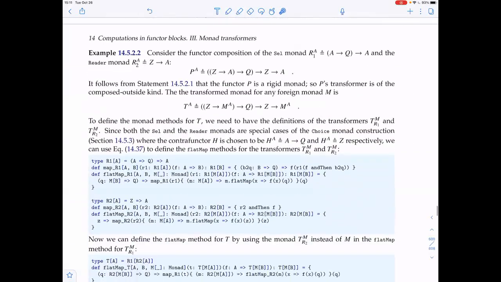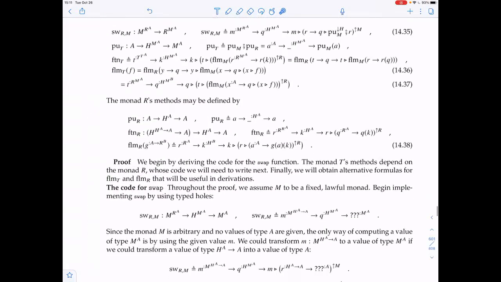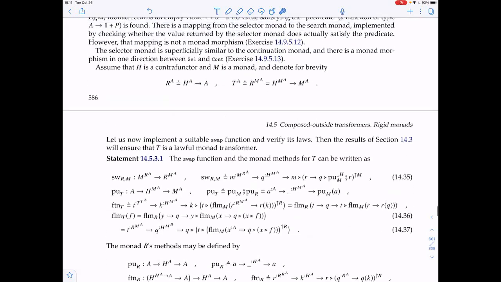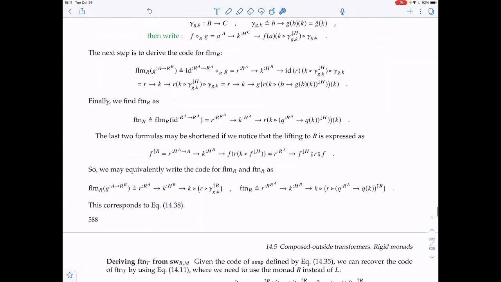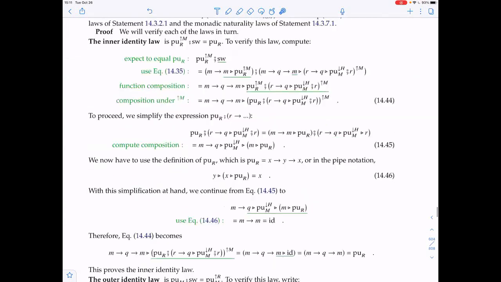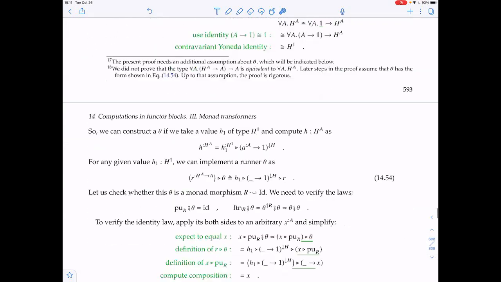So the rest of this section shows that the swap methods can be defined for the rigid monads and satisfy the laws. This is a lot of calculation, which I'm just going to scroll through.